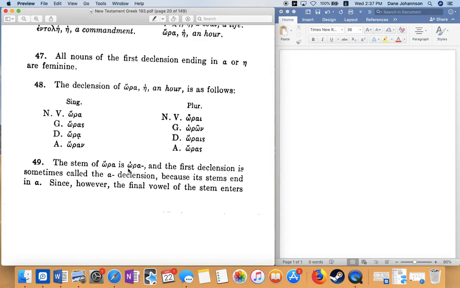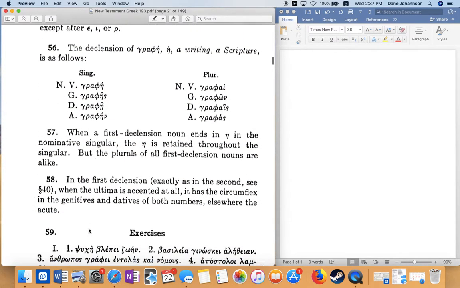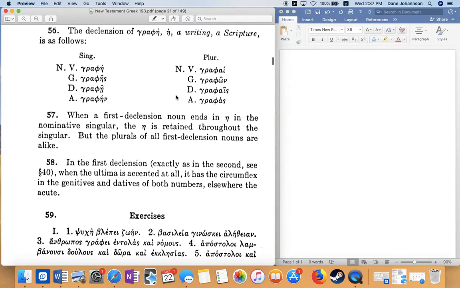And here it tells you that the stem of ora is ora. So everything has been added on here. You see there's ora in all of these except here in the genitive plural, where the alpha lengthened to an omega. Even the rest of it stayed the same. So you can read through that on your own. It's good to make yourself familiar with this.